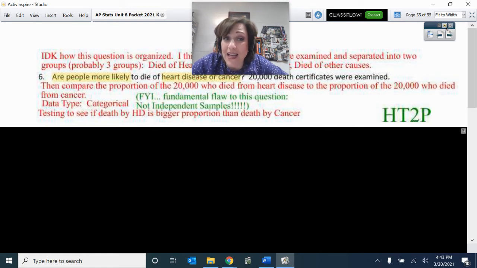But just FYI, there is a fundamental flaw to this. Those are actually not 2 separate independent samples. You would need to take a random 10,000 and see what proportion of those die from heart disease, and then a random sample of another 10,000, what proportion of those die from cancer. You'd have to have 2 independent samples. So maybe we could take those and randomly split them in half, and then do the proportion for heart disease and the proportion for cancer, because they have to be 2 independent samples. Because if they're not independent, think about it. If this happens to be heavier on the heart disease, then it's going to be lower on the cancer. So they're kind of like connected.